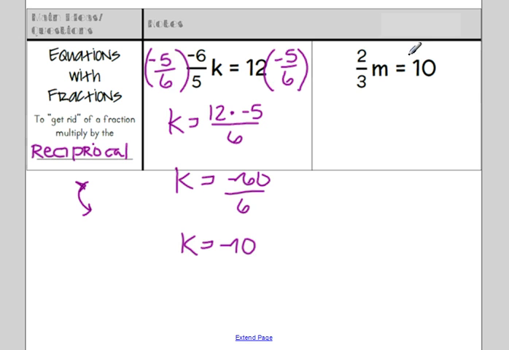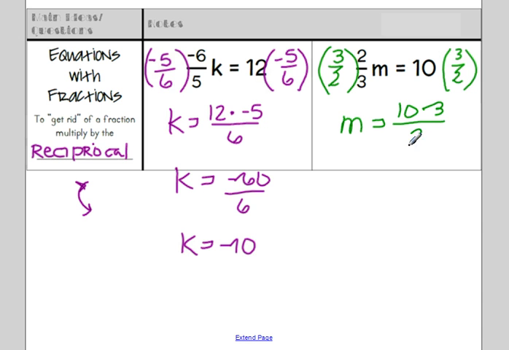So if we have 2/3 m equals 10, we are going to multiply by the reciprocal again. So we're going to multiply by 3/2 and multiply by 3/2 on this side. 3 times 2 is 6, divided by 2 times 3, which is 6, so that's going to cancel, so we're left with m. And then we're going to have 10 times 3, divided by 2. 10 times 3 is 30 divided by 2, so m is going to equal 15. So hopefully that helps you understand a little bit better about how to work with fractions.